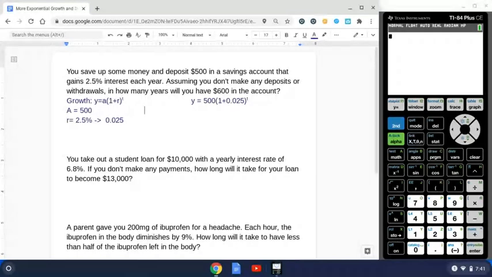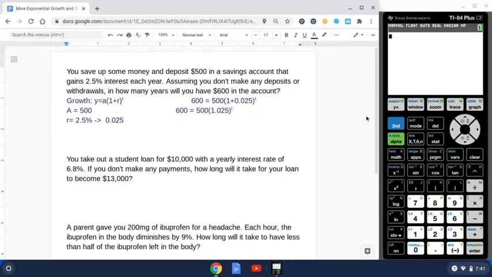And again, you can simplify what's inside the parentheses if you want, but it is not required. You get the same thing either way. It's really personal preference if you want to or not. So we have our equation here, and we are trying to find when this is equal to $600. So instead of y, I'm going to put my $600 because that's what we are trying to find.